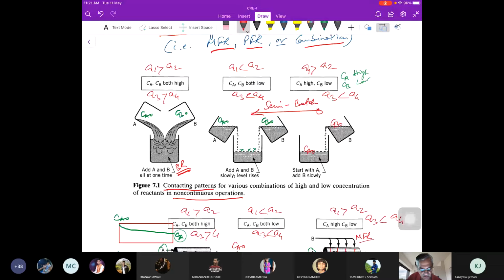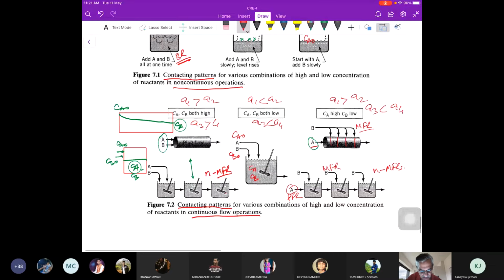Any questions on this contacting pattern? ठीक है. There are no questions. Let's go to continuous operation.